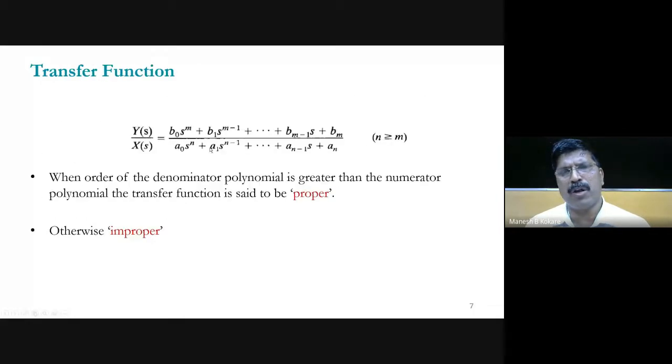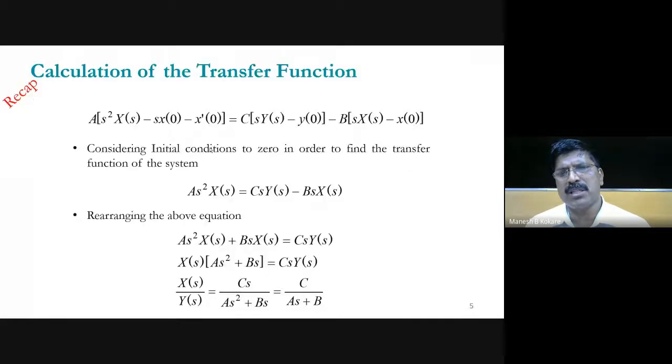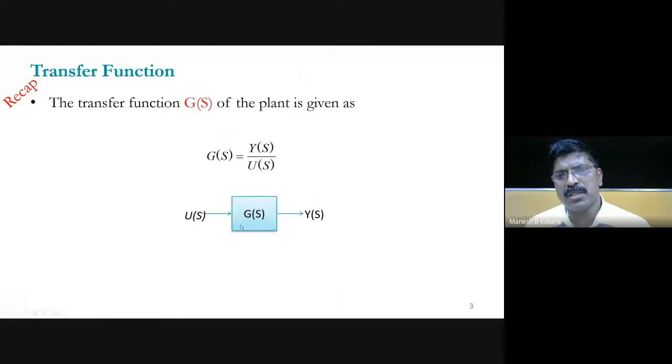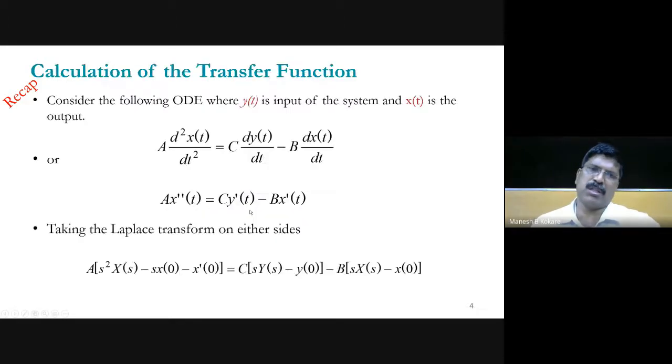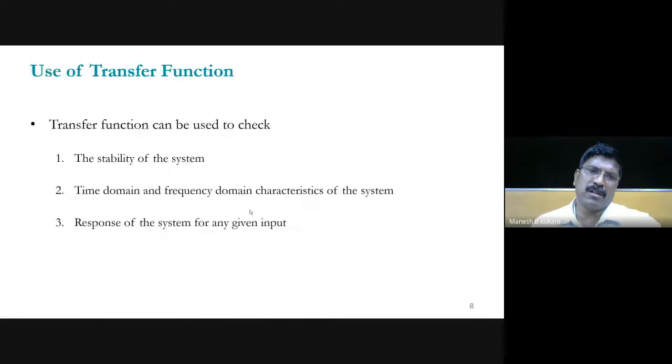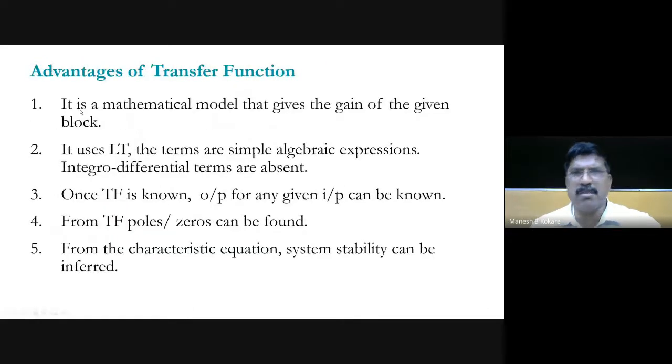So after all, this transfer function is nothing but the gain. G of s is nothing but Y of s, Laplace transform Y of s, divided by Laplace of U of s. So this is the gain of the system. Basically, transfer function is nothing but the gain of the system. So it is a mathematical model that gives the gain of the given block. So that is the first advantage of the transfer function.